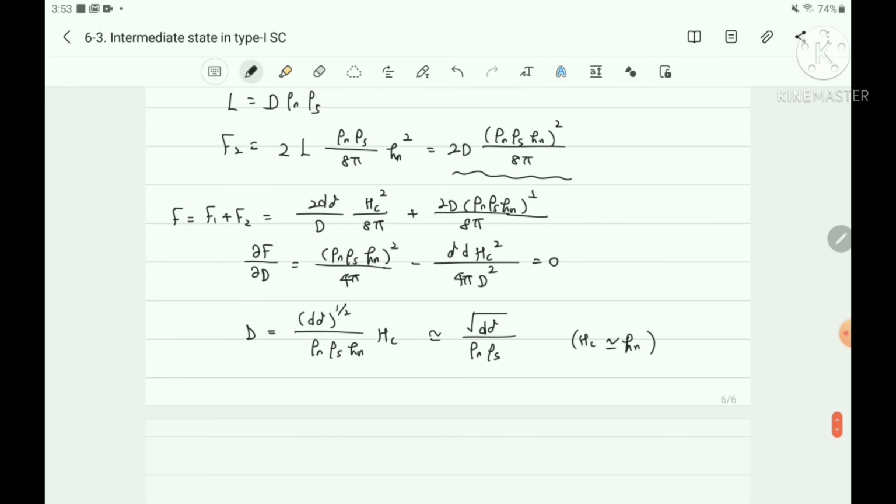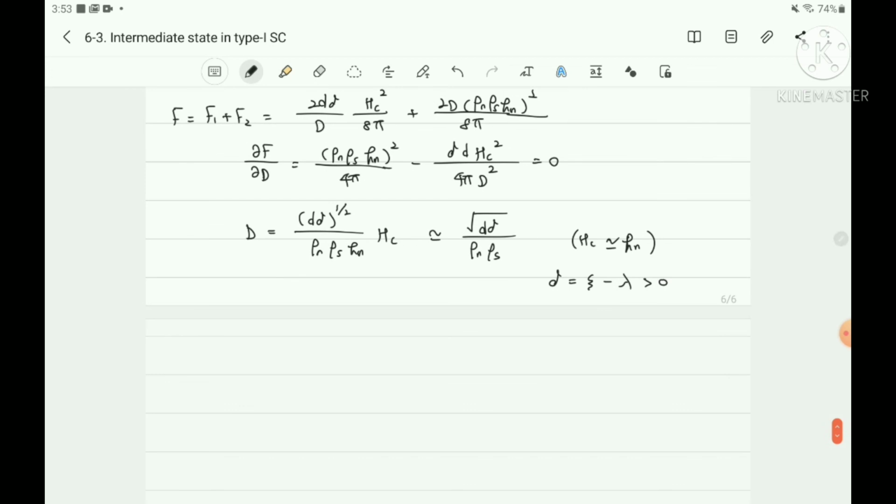And the typical size of this domain wall thickness is proportional to delta, and we remind that delta is the difference between the coherence length and penetration depth. In clean superconductor, in type 1 superconductor, it is positive. Therefore, the effective domain structure, from this calculation and experimentally, is typically on the order of 100 micrometer scale, which is consistent with the experiment.